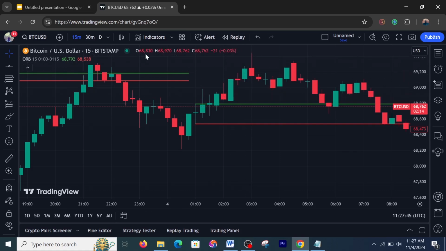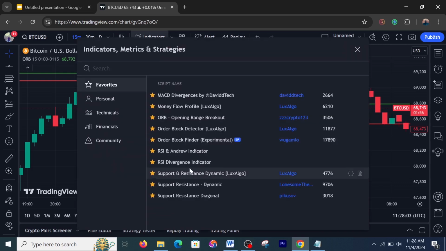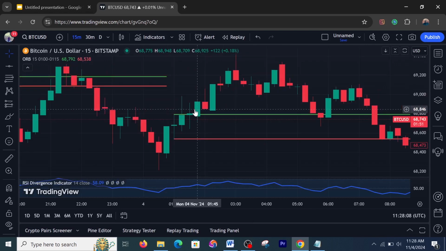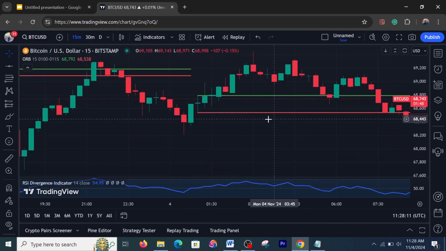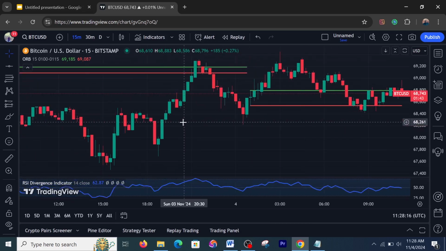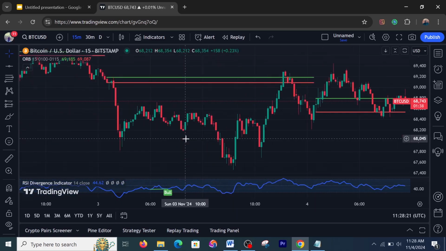But if you really want to confirm this, another extremely powerful indicator you can combine with this ORB indicator, which really enhances the signal, is the RSI divergence indicator. When you pair these two together, believe me, it's a match made in heaven, and it works over 90% of the time. So what you're looking for is a bullish or a bearish break and an RSI divergence confirmation.